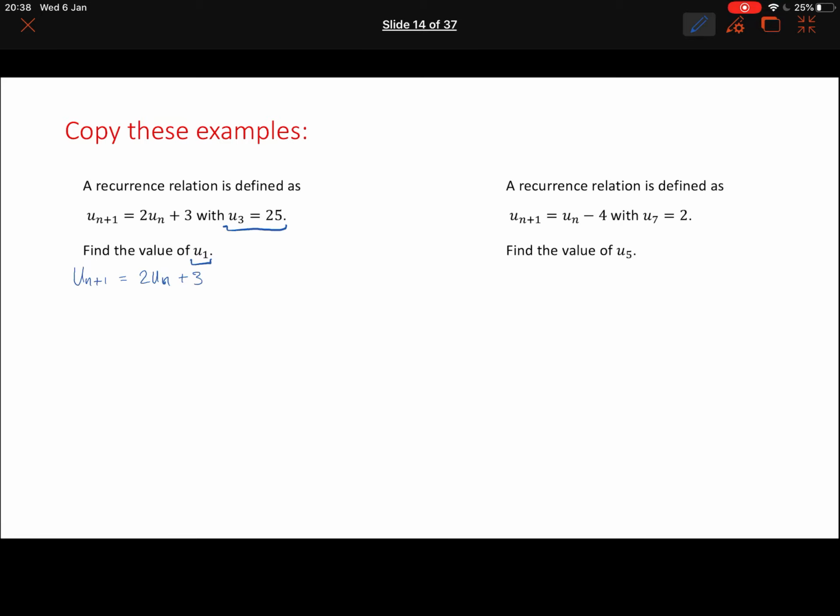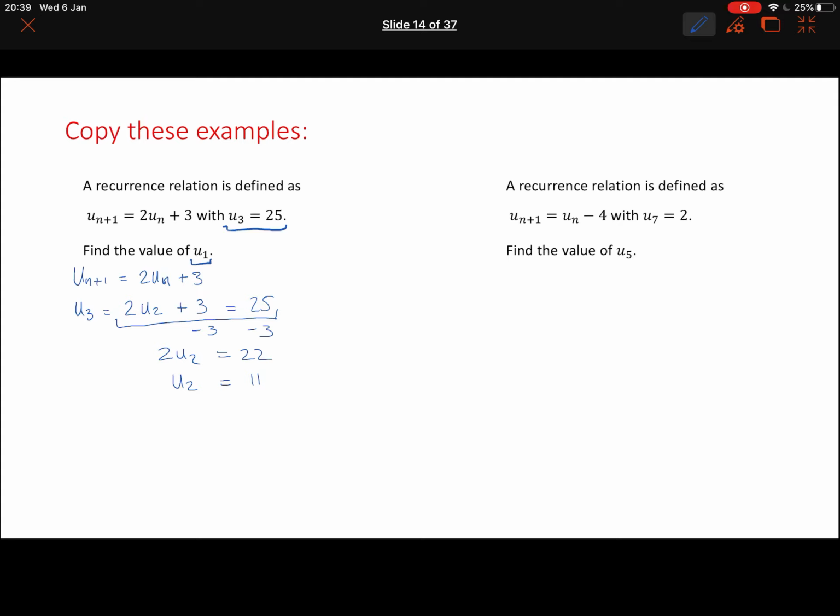Now we know that u3 is equal to 25, so I also know that u3 would have come from 2 times u2 plus 3. And I know that u3 is 25, so this 2u2 plus 3 I can make equal to 25. And what this gives us here is a nice wee equation to solve where we can work out the value of u2. So if I subtract 3 from each side, I get that 2u2 must be equal to 22. So if I now divide each side by 2, I get that u2 is equal to 11.